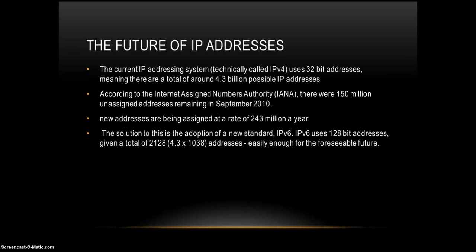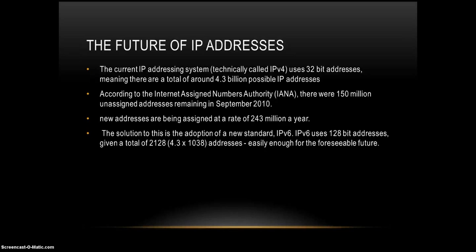The future of IP addresses. The current IP addressing system, technically called IPv4, uses 32-bit addresses, meaning there is a total of around 4.3 billion possible IP addresses, which may seem like a lot. According to the Internet Assigned Numbers Authority, there were 150 million unassigned addresses remaining in September 2010, which isn't a lot if you consider there's 4.3 billion total.